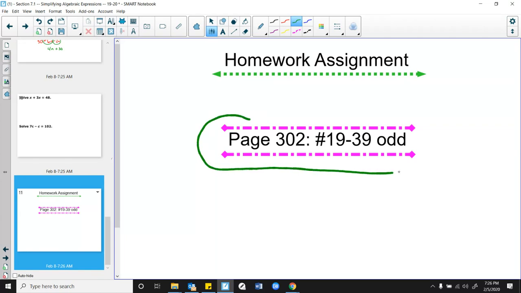I'd like you to work on page 302, numbers 19 through 39. Only the odds. Don't do the evens. I know there will be 5 of you that'll start doing the evens too. We only have to do the odds. And if you have questions, guess what? Mr. Spottelson is sitting in the room right now and can definitely help you. Okay, go get started.